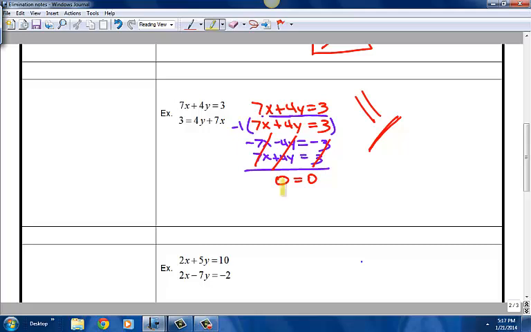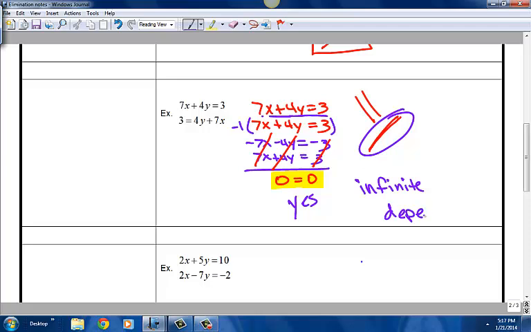So remember what I told you in the last example. Evaluate the final statement for truth. Does 0 equal 0? Are they the exact same number? This time the answer is yes. So it's going to be this situation. Two lines that are exactly the same and they graph on top of each other, so they touch an infinite number of times. So the answers are infinite solutions, making it a dependent answer.